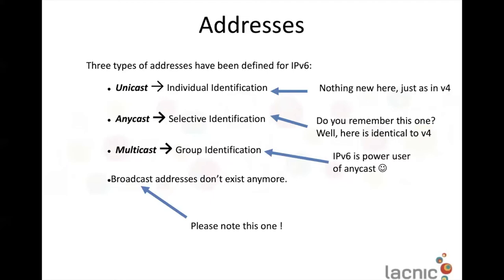I need to tell you that these kinds of addresses, unicast, anycast, multicast, still exist in IPv6. For unicast, nothing new here, just as in IPv4. One person communicates to another one. Anycast is exactly the same as in IPv4, okay? Basically, it is a routing technique. The anycast concept remains for IPv6. Multicast is used in IPv4, but maybe not as much as in IPv6. IPv6 is a power user of multicast. If you do not understand multicast, please review that, pay attention to this concept.